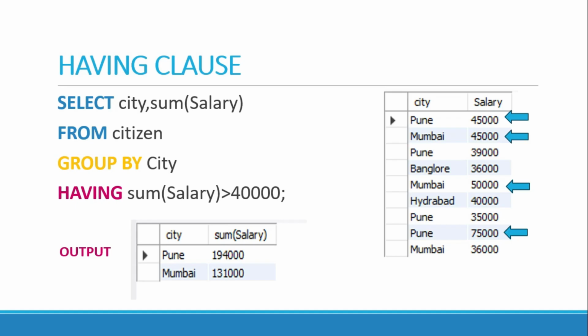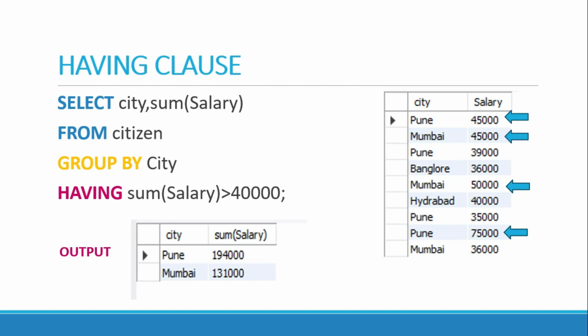Now look at another query for the having clause. Here the query will fetch the city and the sum of salary from the citizen table, grouped by city, having sum of salary greater than 40,000. Now in both cases we have a condition. So this query will return only those rows which satisfy the condition. Now let's see how this query will work.